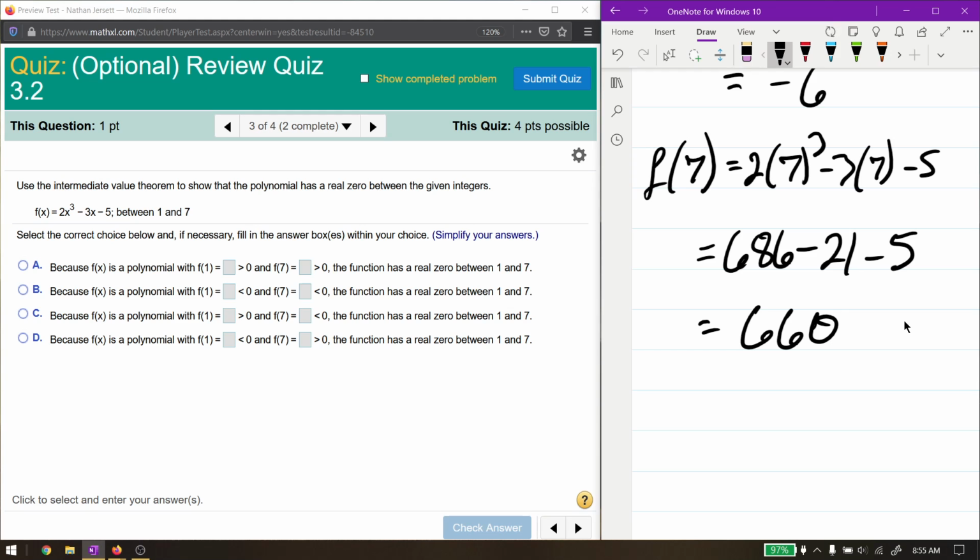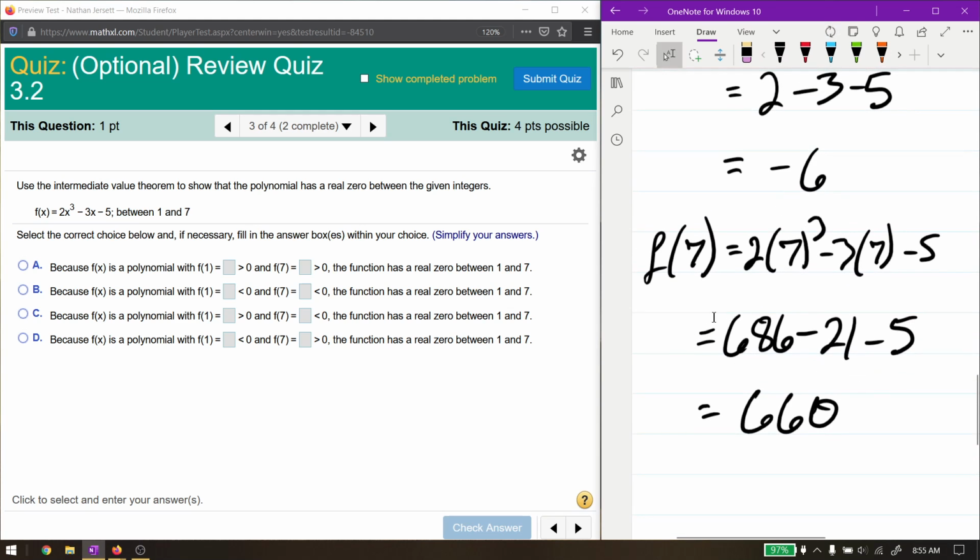All right, so we have our two numbers. We have f of 1 is -6, f of 7 is 660. The first one's negative, the second one's positive, which means the function has to cross the x-axis at some point to reach those two values. That's because the function here, a polynomial function, is continuous. And we know there's a zero between those two values, 1 and 7. So we're just trying to figure out which one of these is the correct one.